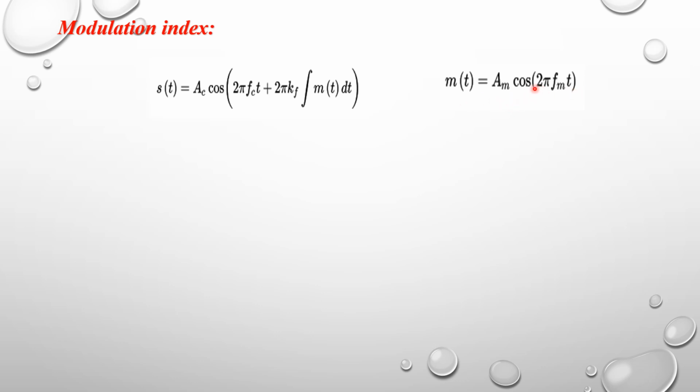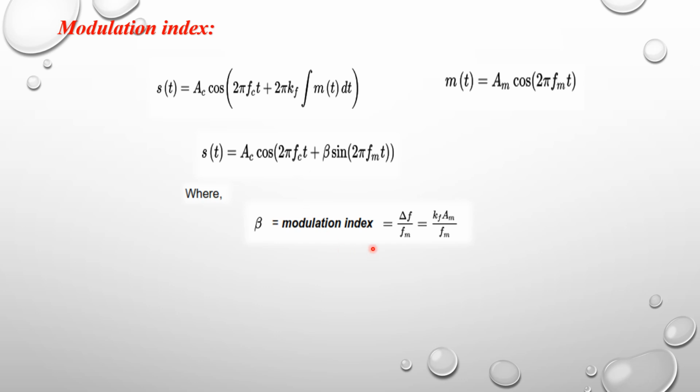Then you integrate this. Am is a constant factor, and we integrate cos 2 pi fm t. After integration, the cos function is converted into sine. So we know that the integration of cos x is sin x. After integration, we get s of t equal to Ac cos 2 pi fc t plus beta times sin 2 pi fm t, where beta is the modulation index.